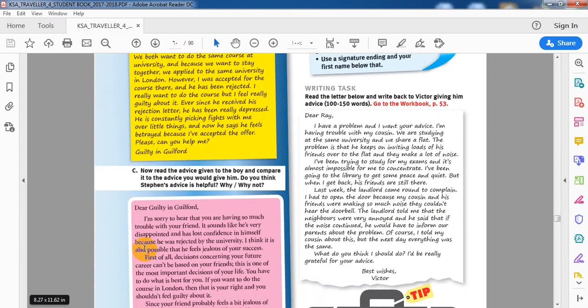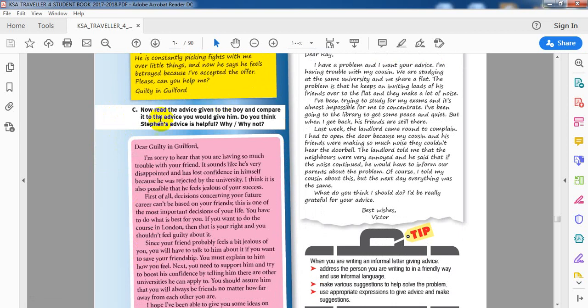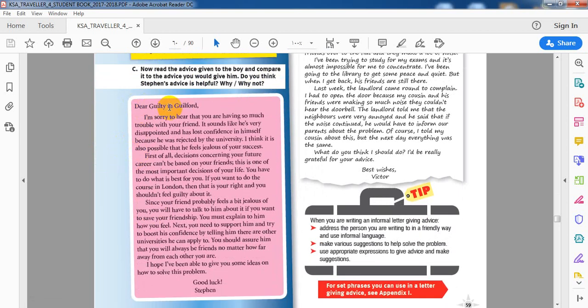C. Now read the advice given to the boy and compare it to the advice you would give him. Do you think Stephen's advice is helpful? Why or why not? Dear Guilty in Gulf 4, I am sorry to hear that you are having so much trouble with your friend. It sounds like he is very disappointed and has lost confidence in himself because he was rejected by the university. I think it is also possible that he feels jealous of your success.